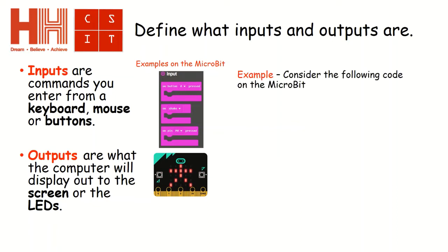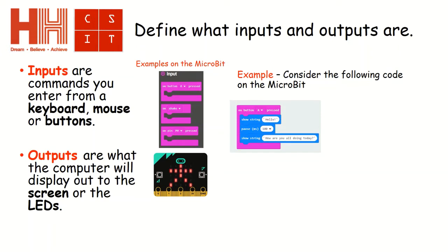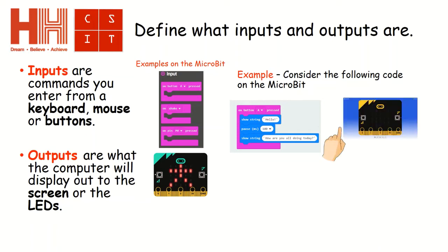I want you to now consider the following piece of code on the microbit, and what we're going to do is look for the inputs and the outputs from this piece of code. So first of all, there's the piece of code. On button A press, show string hello, pause 100, show string how are you all doing today. Now we're going to have a look at how this is actually going to look on the microbit.